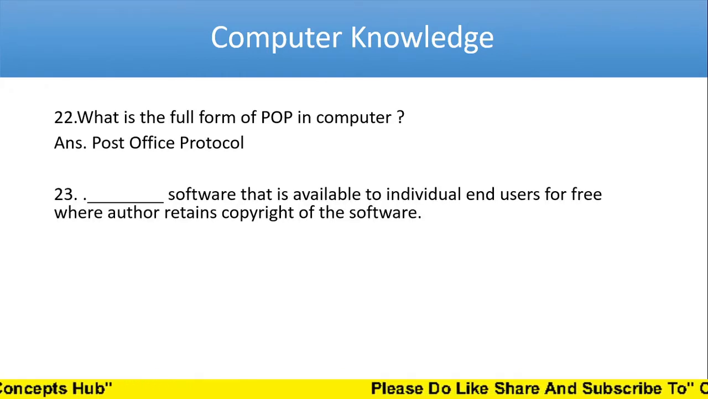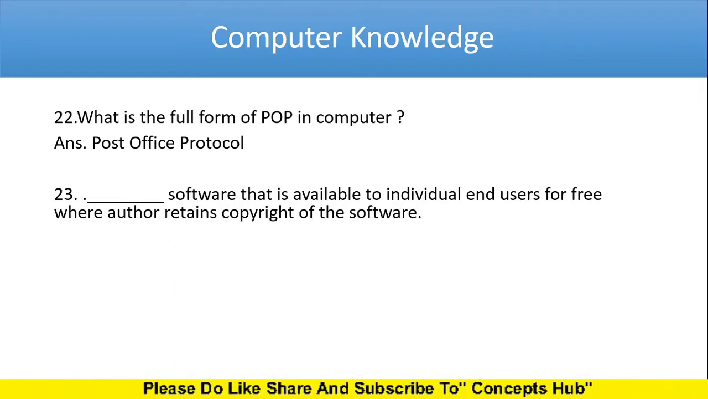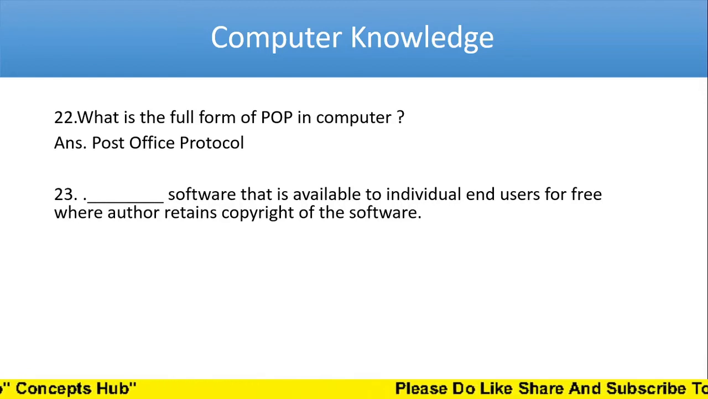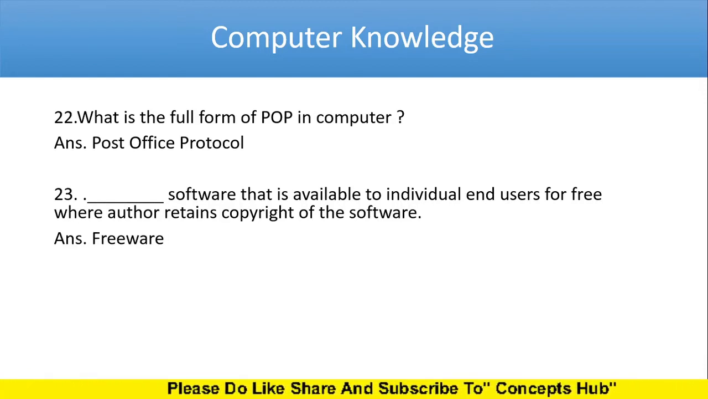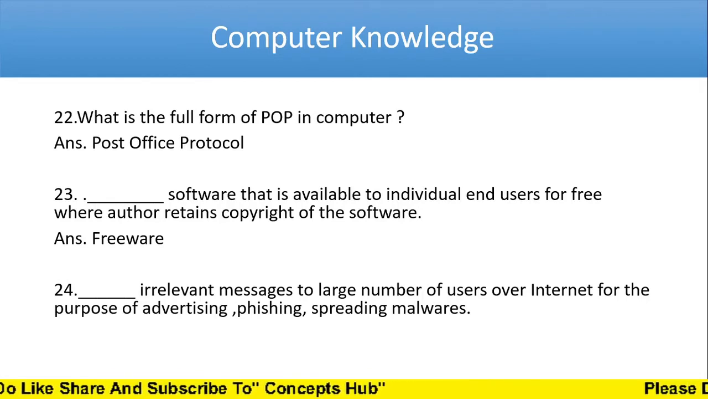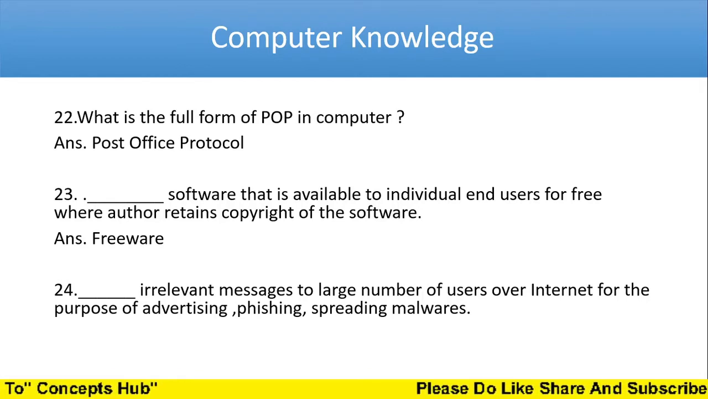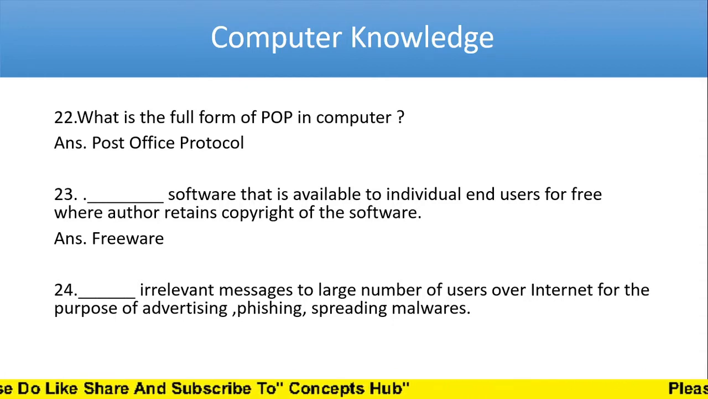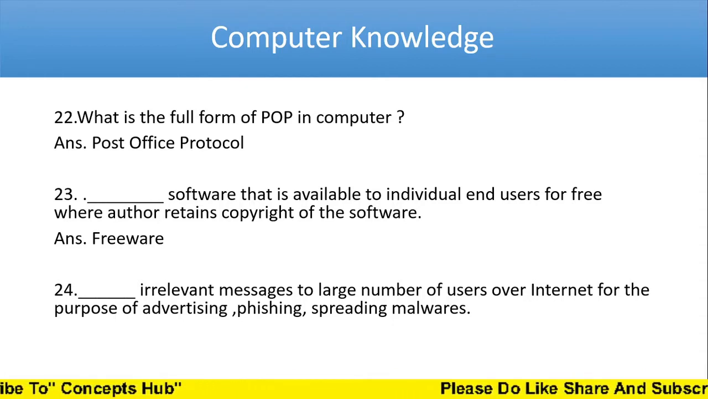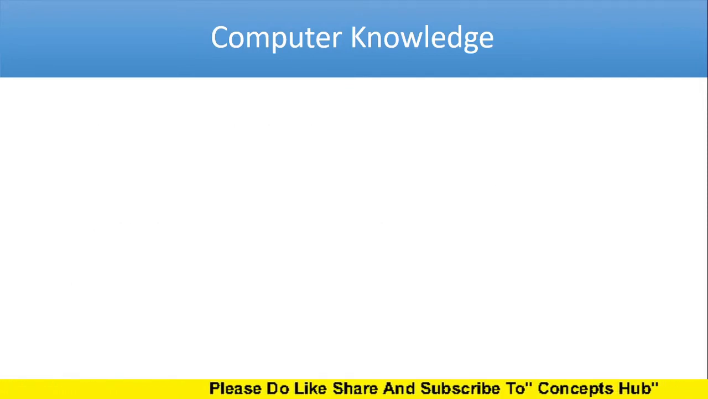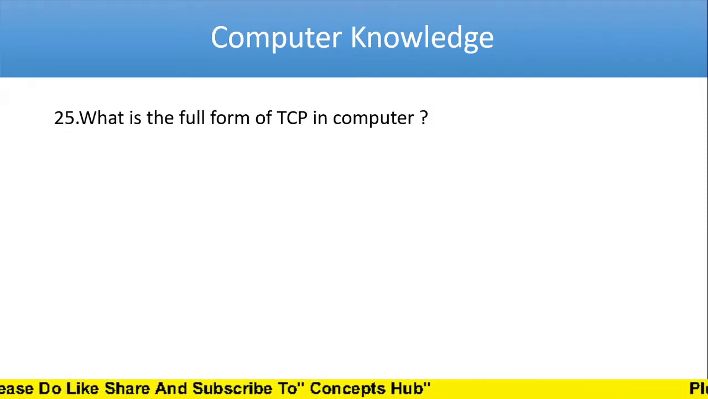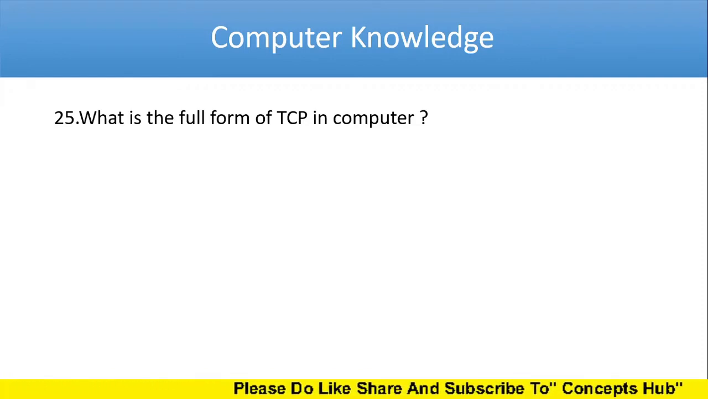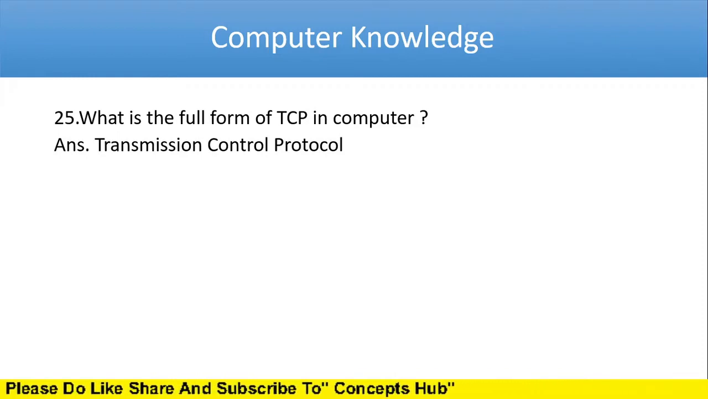Next. Dash software that is available to individual end users for free where author retains copyright of the software. Answer is freeware software. Next. Dash irrelevant messages to large number of users over internet for the purpose of advertising, phishing, or spreading malwares. Answer is spam. Next. What is the full form of TCP? Answer is Transmission Control Protocol.